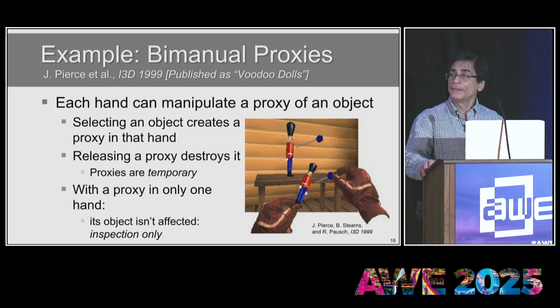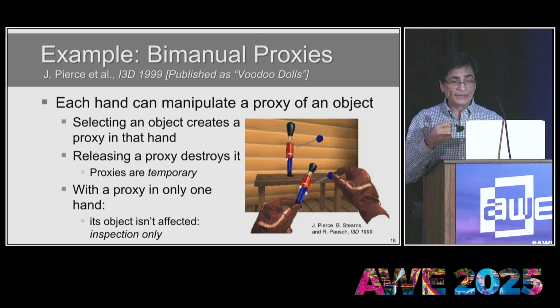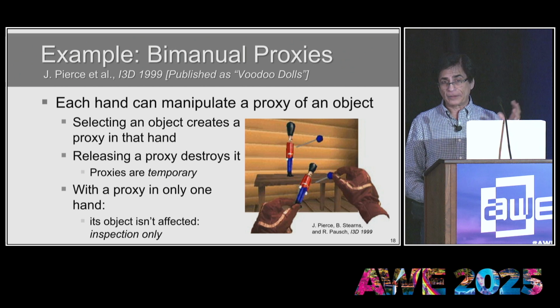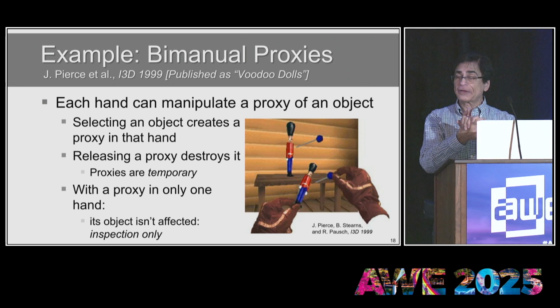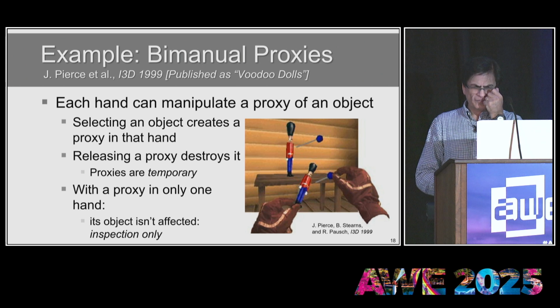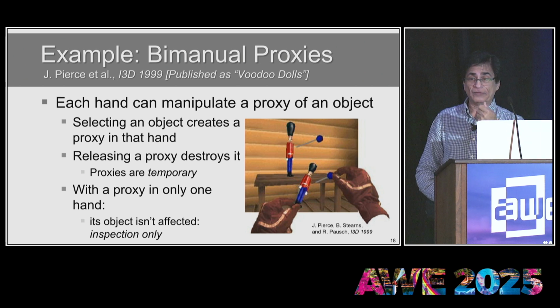And in this work, each of the user's hands can manipulate a proxy of an object. If you select an object with a particular hand, you're going to create a proxy of it in that hand. And so an object that might be very far away, instantly now you have a proxy in your hand. You can look at it, bring it close to see it, wave it around, look at the other side if you can't normally see it that way, because you're holding a copy of it, okay?